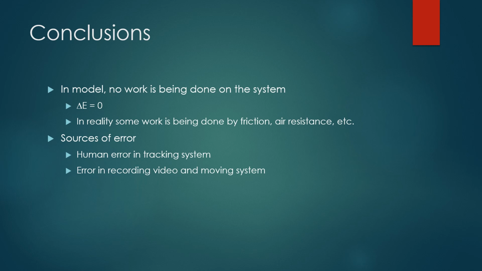However, in reality, friction and air resistance will be doing dissipative work on the system. Some sources of human error in this experiment could be human error in the tracking, possibly messing up the center of mass, and error recording the video.